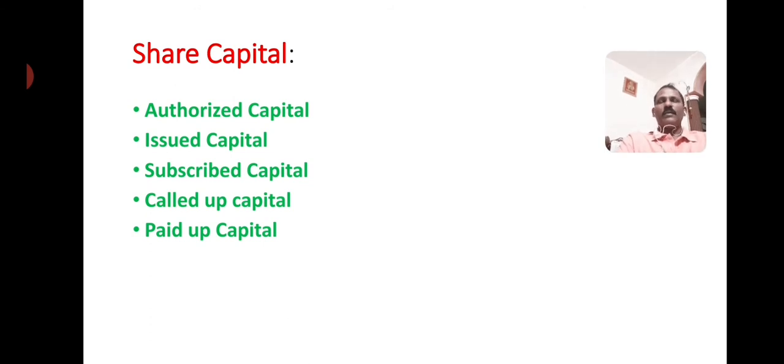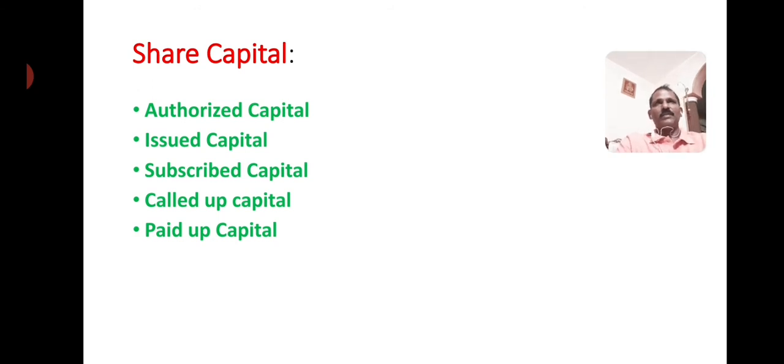And when a company raises capital, it may not require the entire amount at one time. So it may decide to call and ask the shareholders to contribute at different stages, like some amount on application, some amount on allotment, and the balance in the future, whenever the company is in need, it will make a call. It is called a share call. So that part of subscribed capital which is called by the company to be contributed is called called up capital.